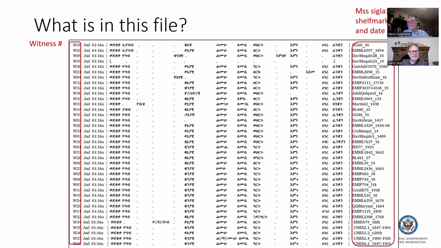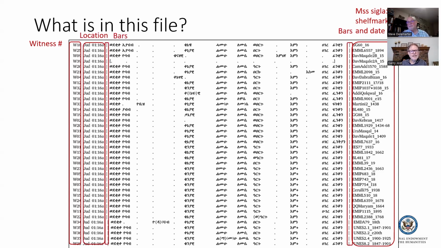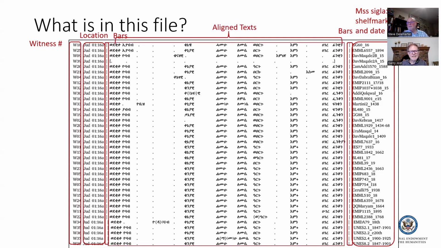Yes. Thanks, Steve. The next column is the location within the text, in this case, Judges 1:16a. The bars are in there, which delimit the text as the computer processes it. And then the center part of this is the aligned texts. Again, for each manuscript, you line up the word that has the same Gezrut, and we put a period in when there's a word missing.